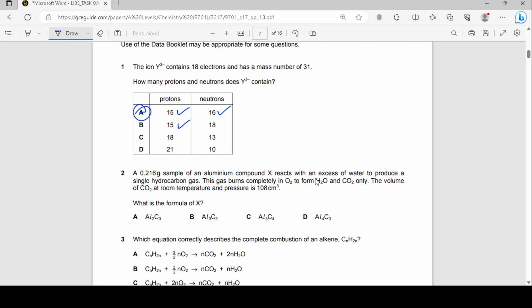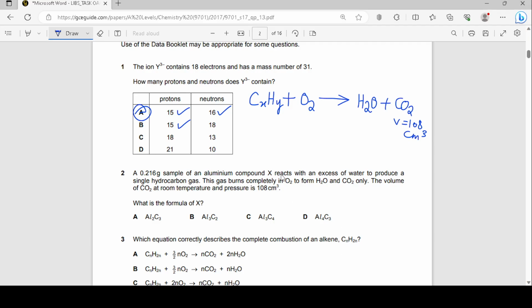So, if we have a single hydrocarbon gas produced when the aluminum compound reacts with an excess of water, then we can assume it's just CxHy, right? Because it's a hydrocarbon, so it must have hydrogen and carbon only. So we can assume the number of carbon atoms is x, the number of hydrogen atoms is y. And then they are burning that in oxygen, so it's combusting, and it forms H2O and CO2 only, right? And then the volume of carbon dioxide at room temperature and pressure is 108 cubic centimeters.